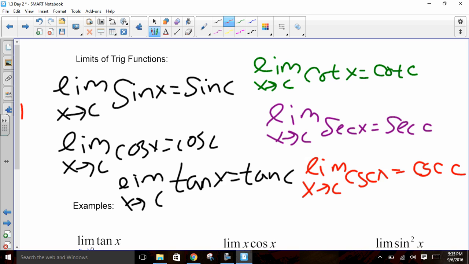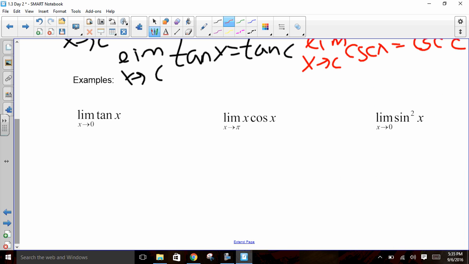So we can find the limit of numbers, we can find the limit of expressions, we can find the limit of scalar multiples, and now we can do trig functions. So let's go ahead and take a look at that first example.